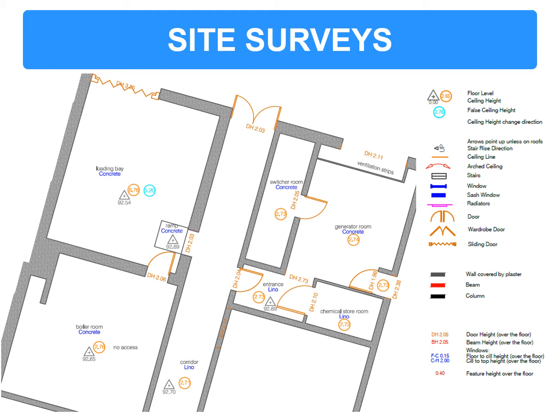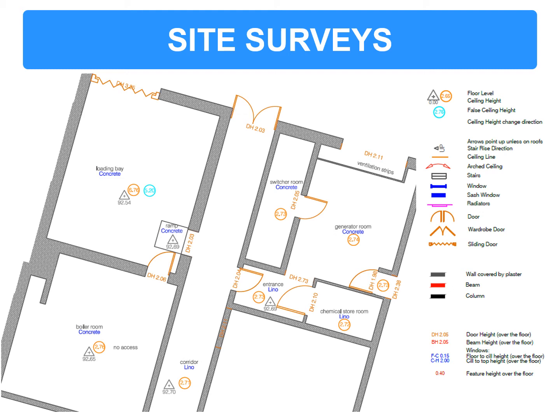So we have the floor level, which is this triangle point here. We have the ceiling height, and we have false ceiling height. So there's a ceiling tile in this room. So it tells you how tall the space is. We have door heights here marked. This door is 2.03 to the head of the door.